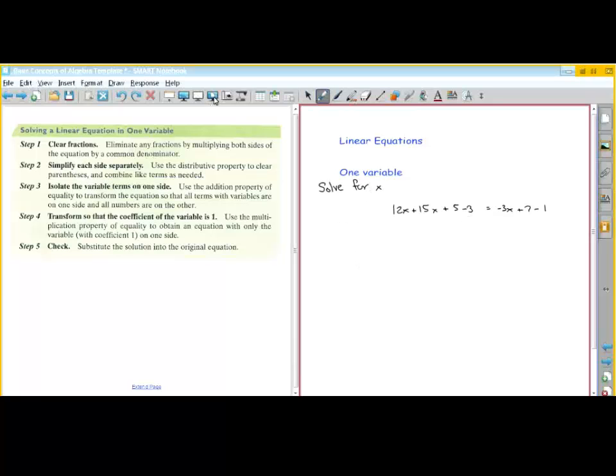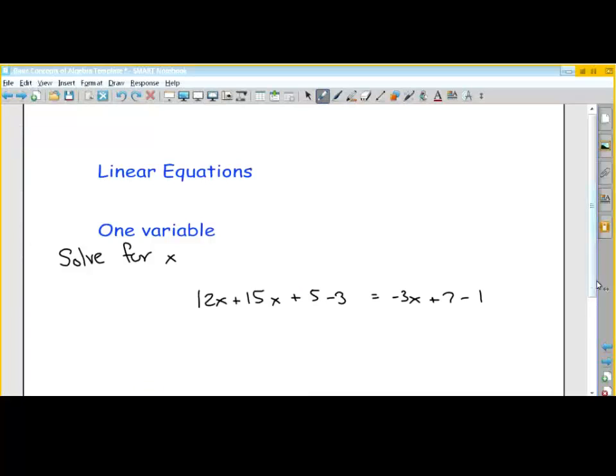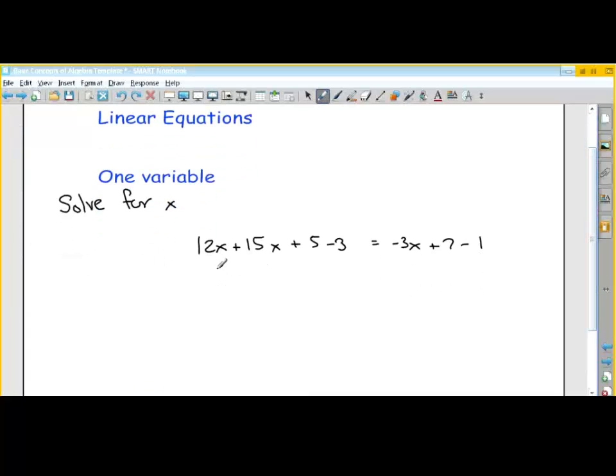So you can see, let me put this on one screen. So what we're going to do is we're going to combine the like terms. So these are like terms. And these are like terms. And these are like terms. This one, there's just one of them. So we're going to combine them.